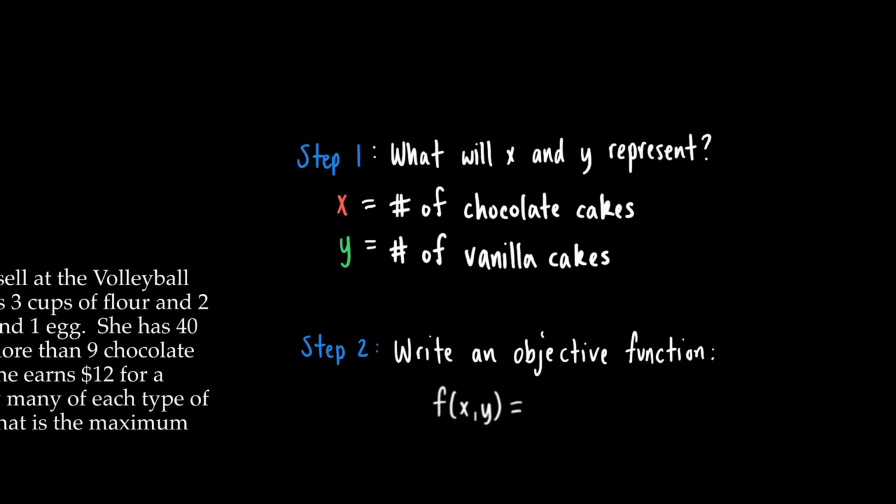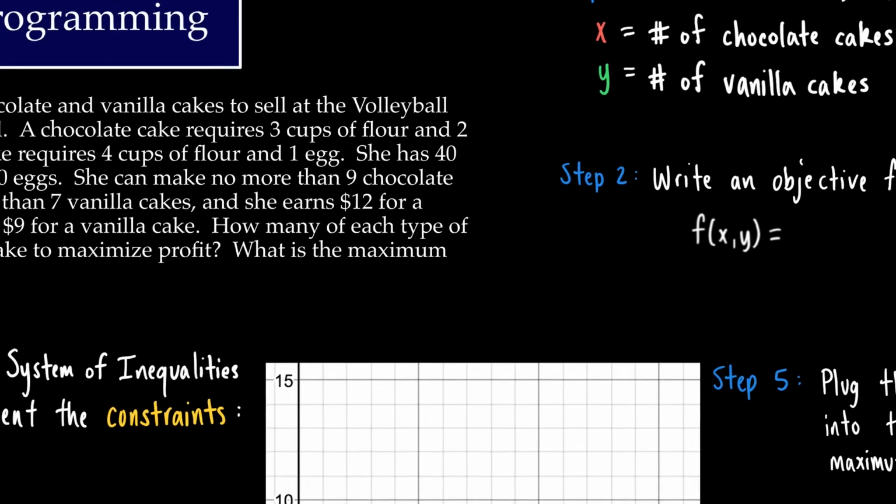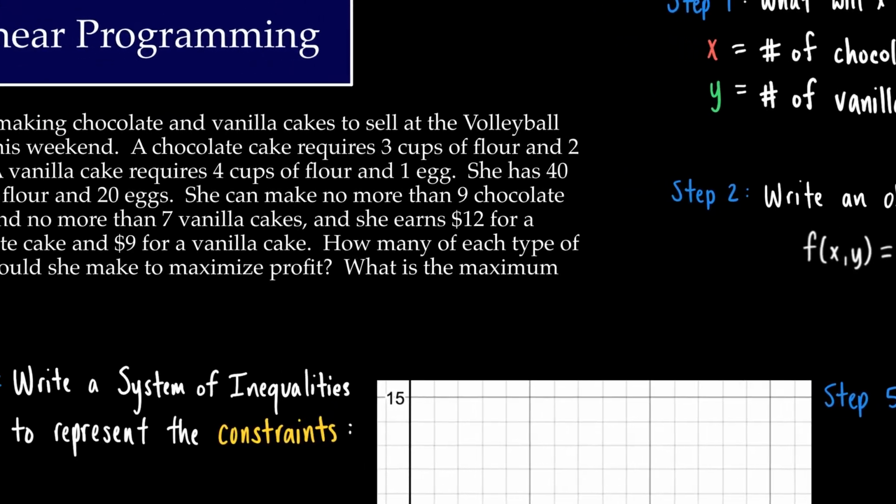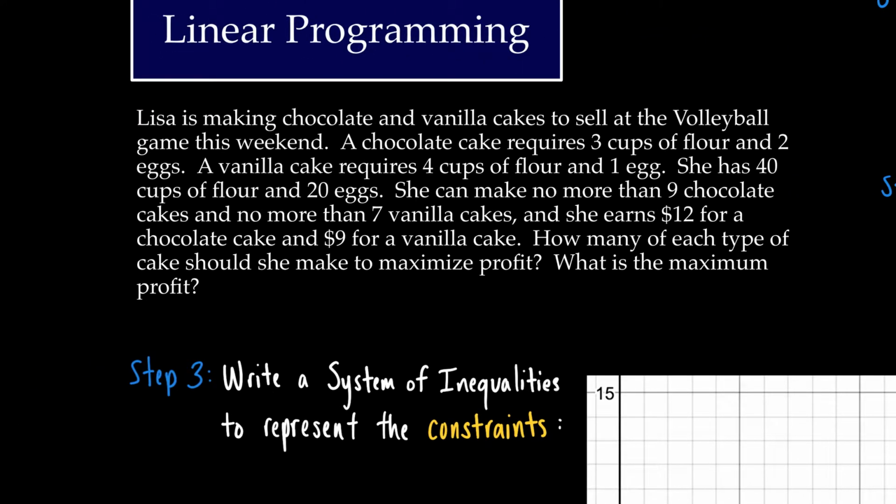And now we're going to write an objective function. The objective function is just the function that's going to calculate how much money we make. The amount of money we make is going to depend on two things: the price of the products that we're selling, and how many of each type of product we sell. The prices are here: $12 for chocolate and $9 for vanilla. So the amount of money we make is going to be $12 times the number of chocolate cakes we make and $9 times the number of vanilla cakes that we make.